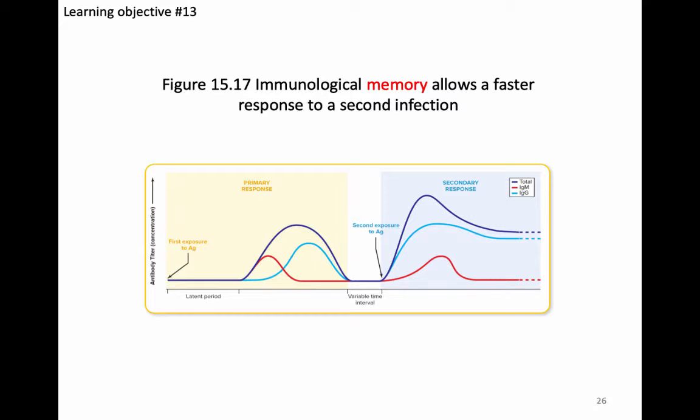If the host is exposed to the antigen a second time, the latent period is absent, with an almost immediate response of IgG production and some IgM production. The response is also much bigger this time, and the secondary response is how the immune system reacts to the second exposure to the same antigen. The secondary response is so much faster and bigger because the host already has memory B and T cells from the primary response.